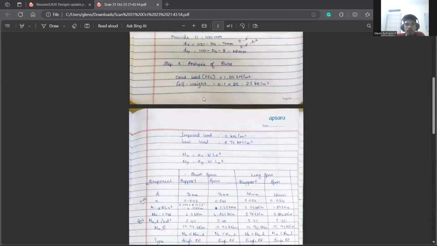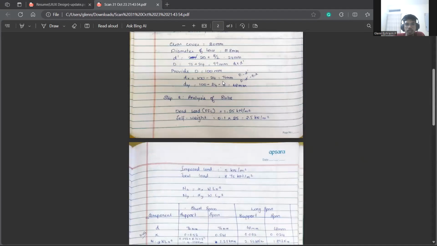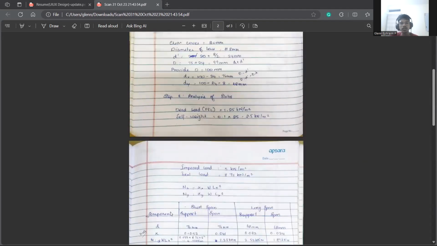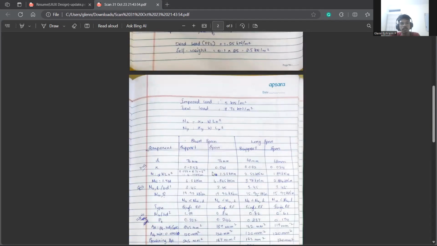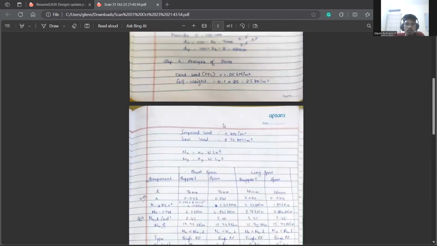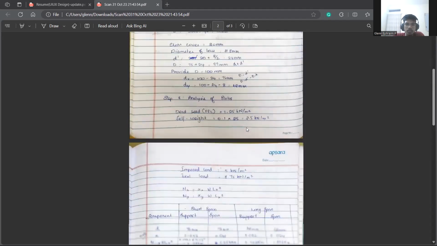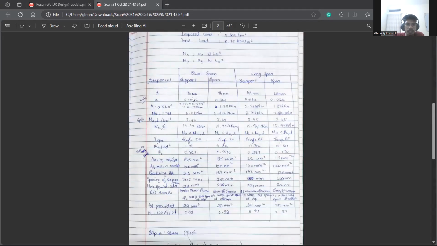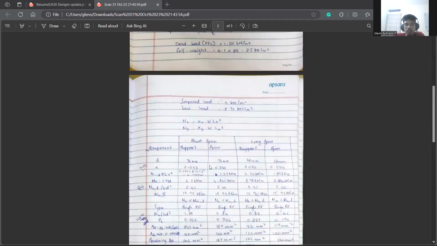First, the effective depth. We have already found dx to be 76, so we take that 76 value for the short span. For the long span, we already found it to be 68. So we take 76 for the short span and 68 for the long span.